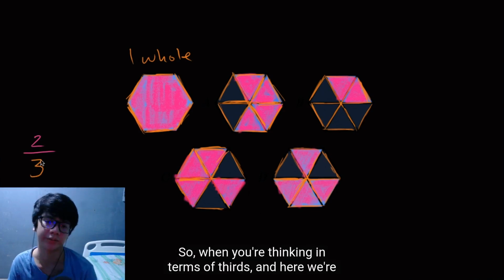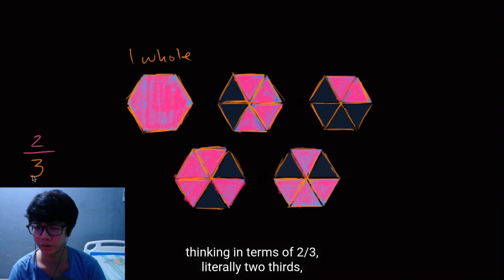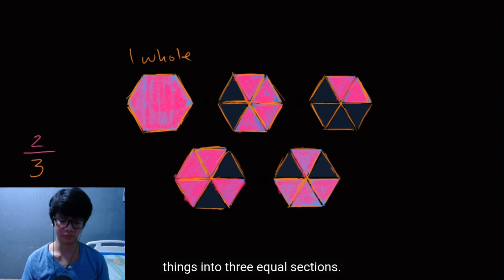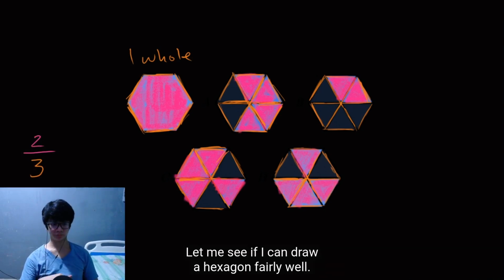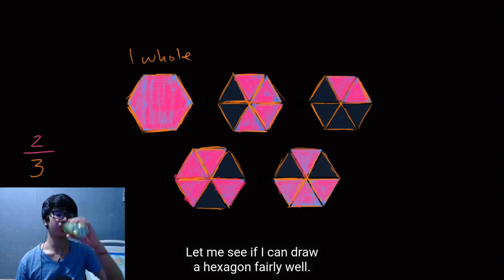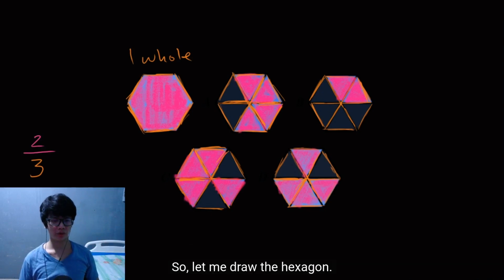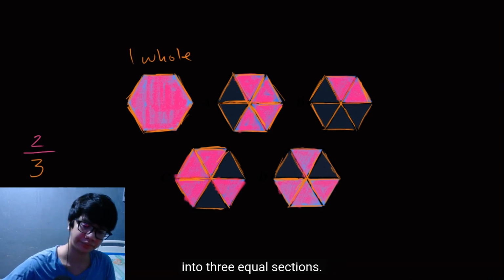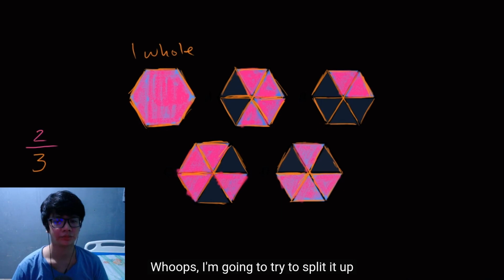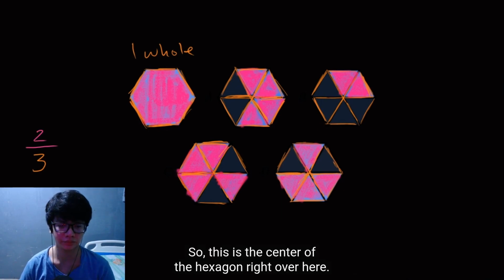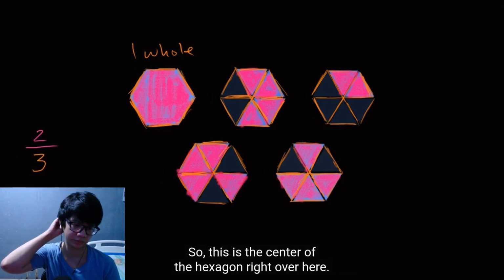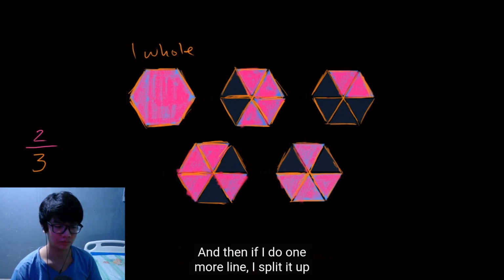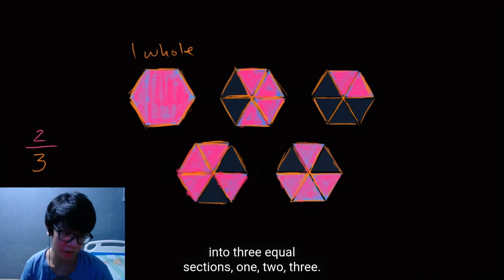So when you're thinking in terms of thirds, and here we're thinking in terms of 2/3, literally 2/3, what we think about is dividing things into 3 equal sections. So let me see if I can draw a hexagon fairly well. So let me draw the hexagon. And I'm going to try to split it up into 3 equal sections. So this is the center of the hexagon right over here. And so maybe that's one of the equal sections. And then if I do one more line, I've split it up into 3 equal sections.